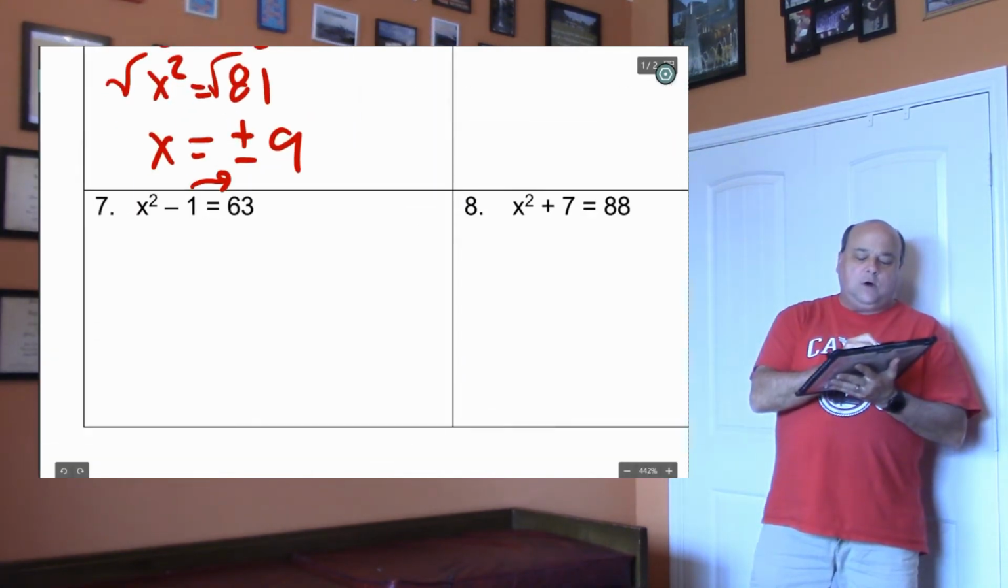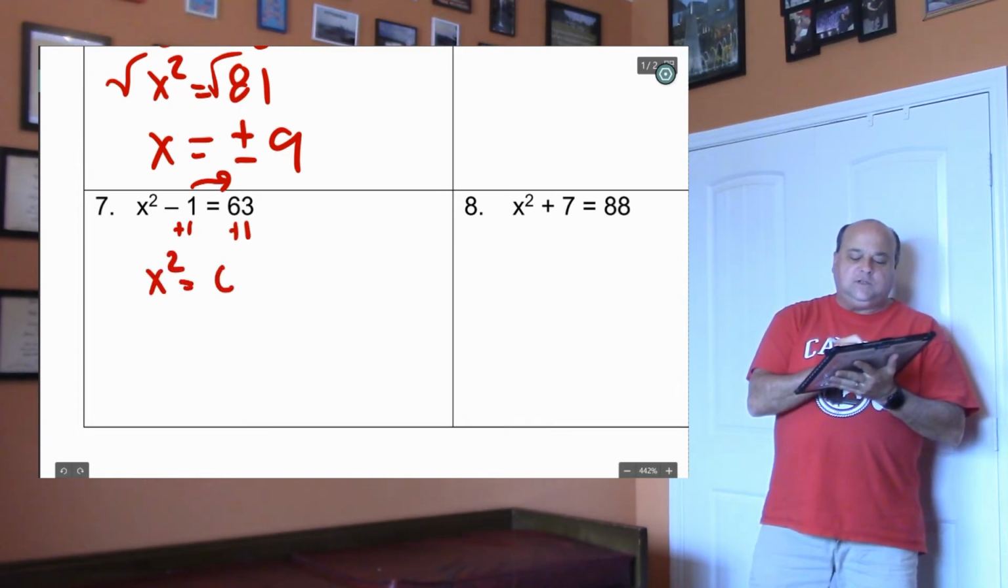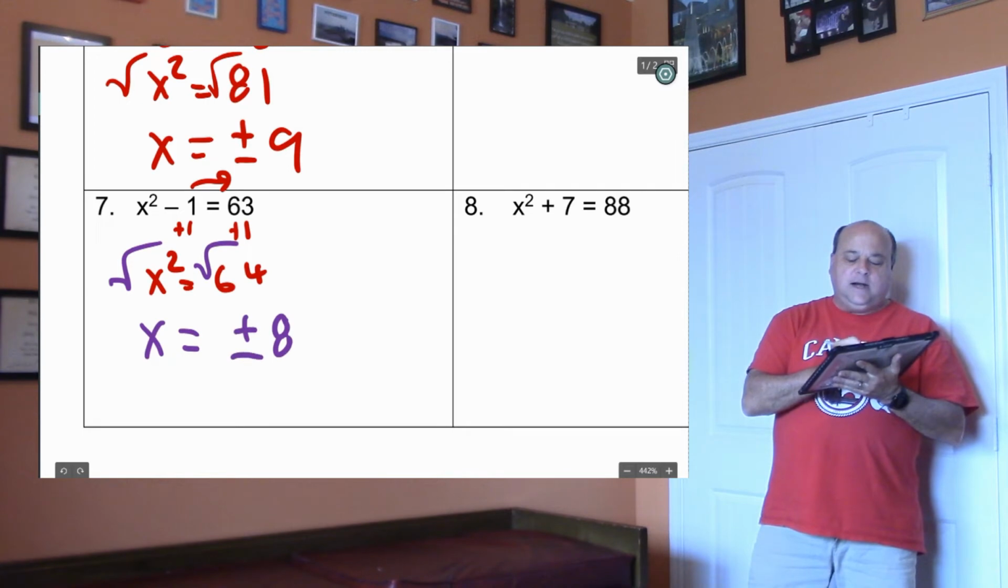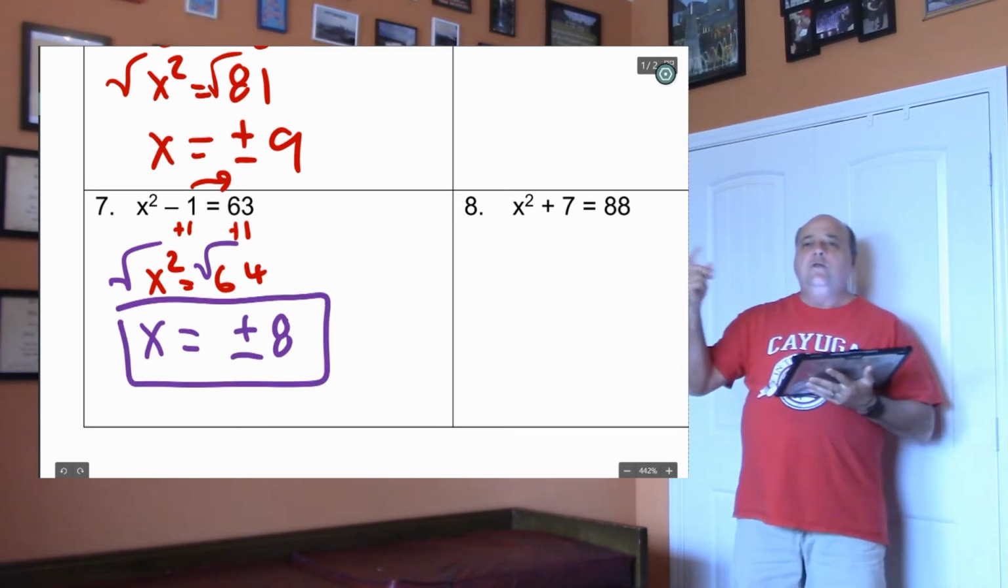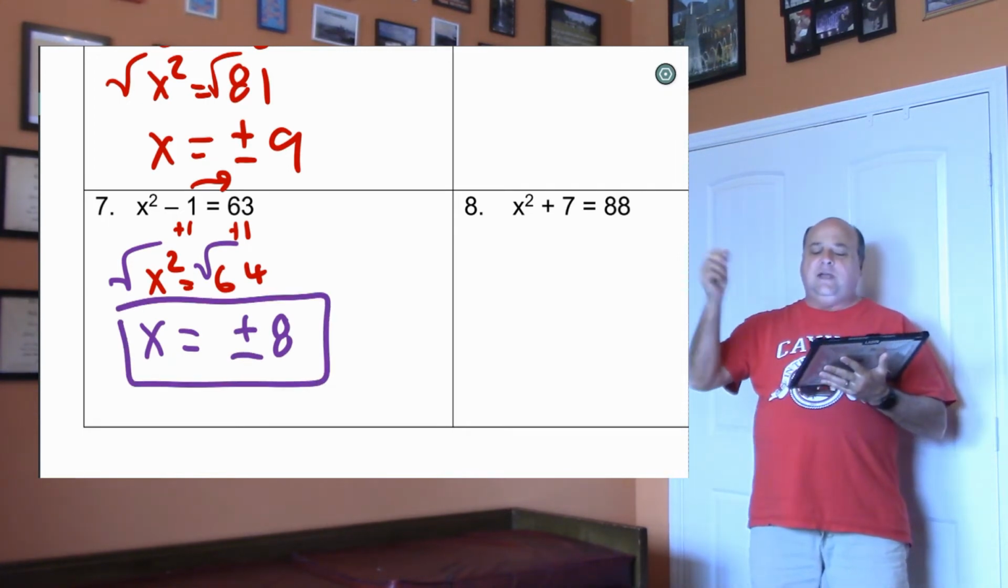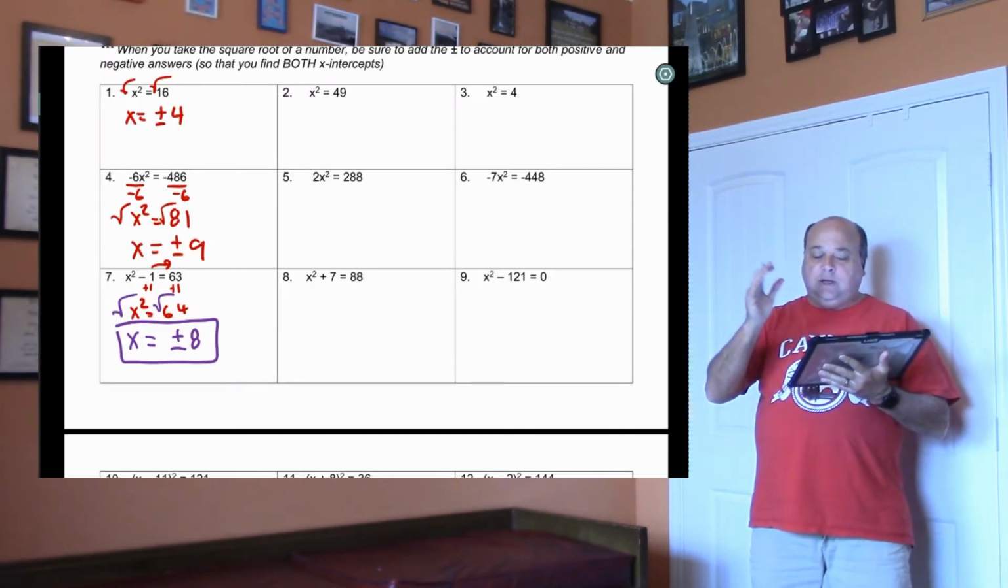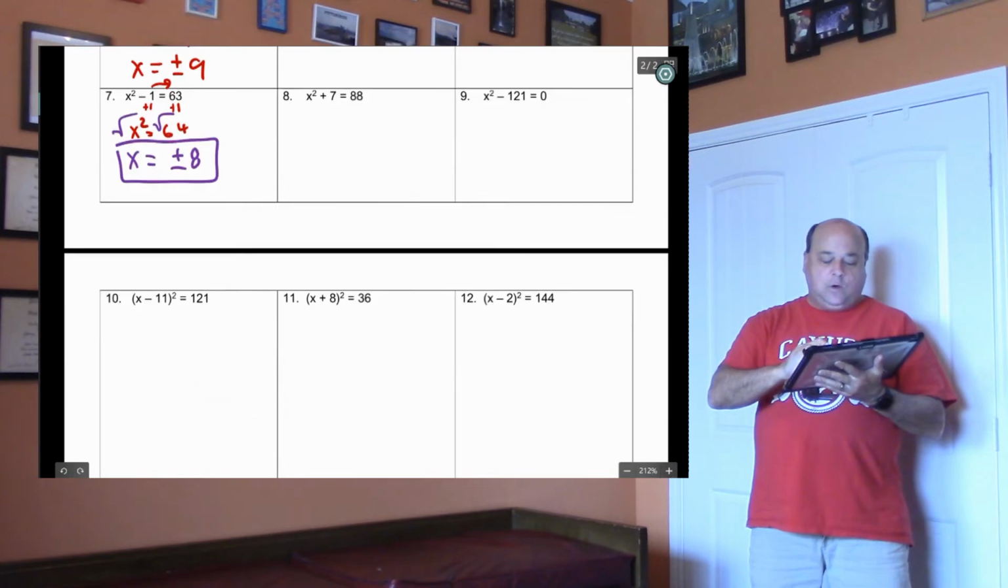We're going to move the 1 across. We'll add 1 to both sides. We'll get x squared equals 64. Then you just square root. You get x equals the square root of 64, which is 8, and you put a plus or minus in front of it, and that's your answer. Those are your 2 zeros, a positive 8 and a negative 8. Okay, and the rest of these, piece of cake, do it just the same way.